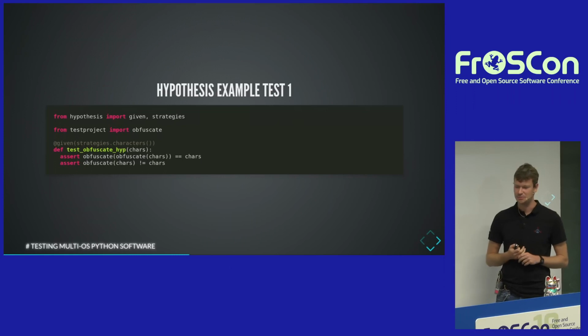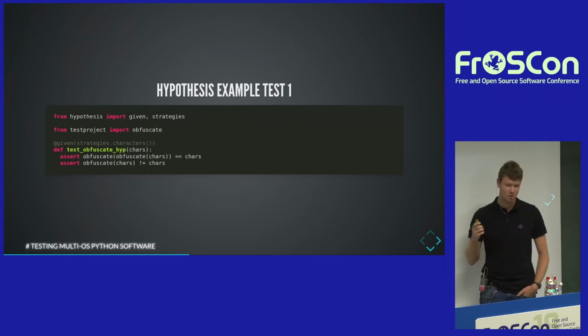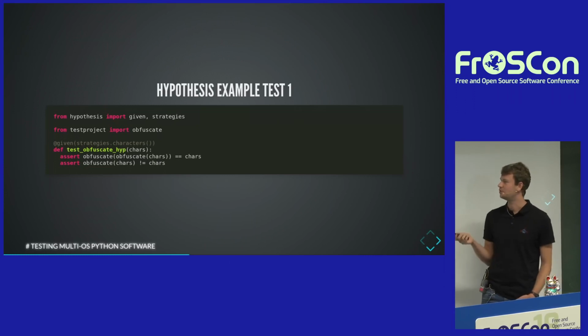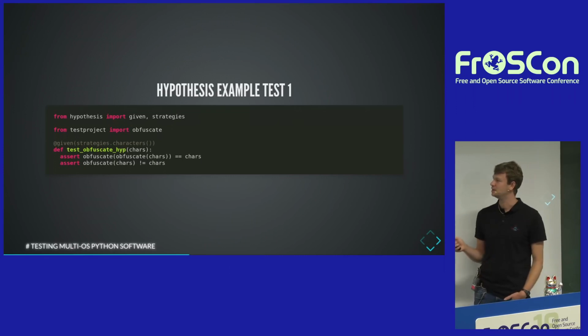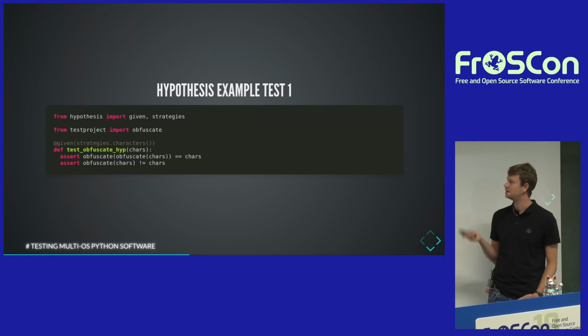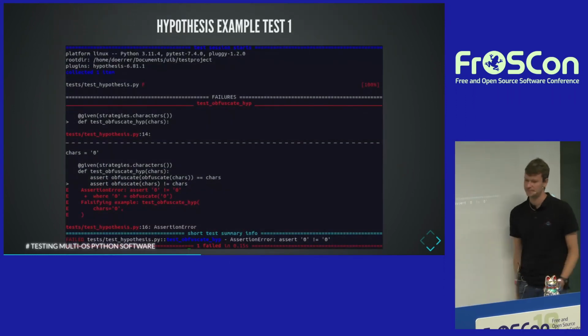And it is something that creates an arbitrary number of strings that are crafted in a way that they might be problematic. And yeah, here we have this function. We want to check whether the obfuscation of the obfuscation is the input again, and also we want to check whether no input produces the same output. So chars is the string here. And as we saw in the previous example, this fails.